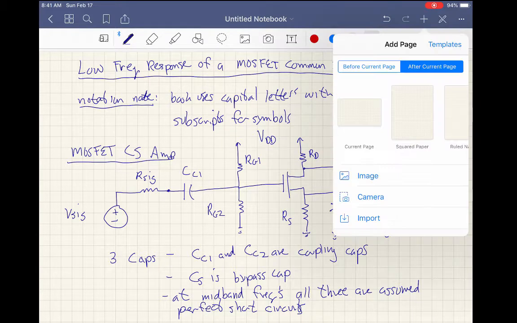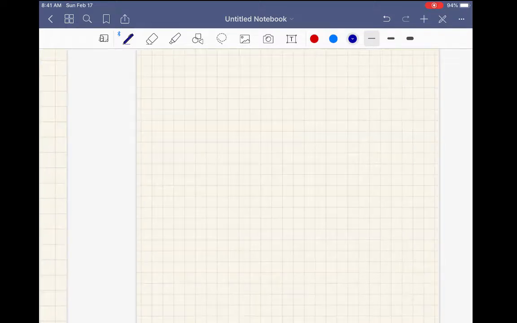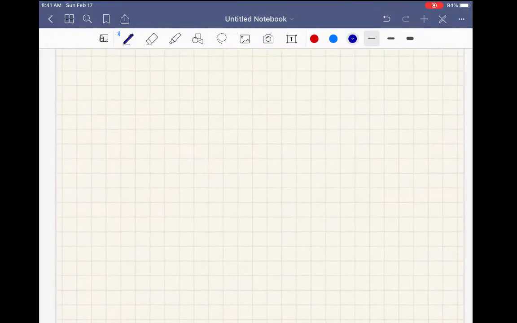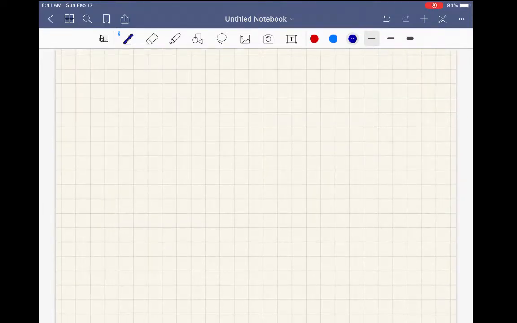Okay, let me add a new page here. And why did it do that? Let me blow this up here. All right, I think that'll work. I thought I had switched this over to landscape, but we're okay with this.